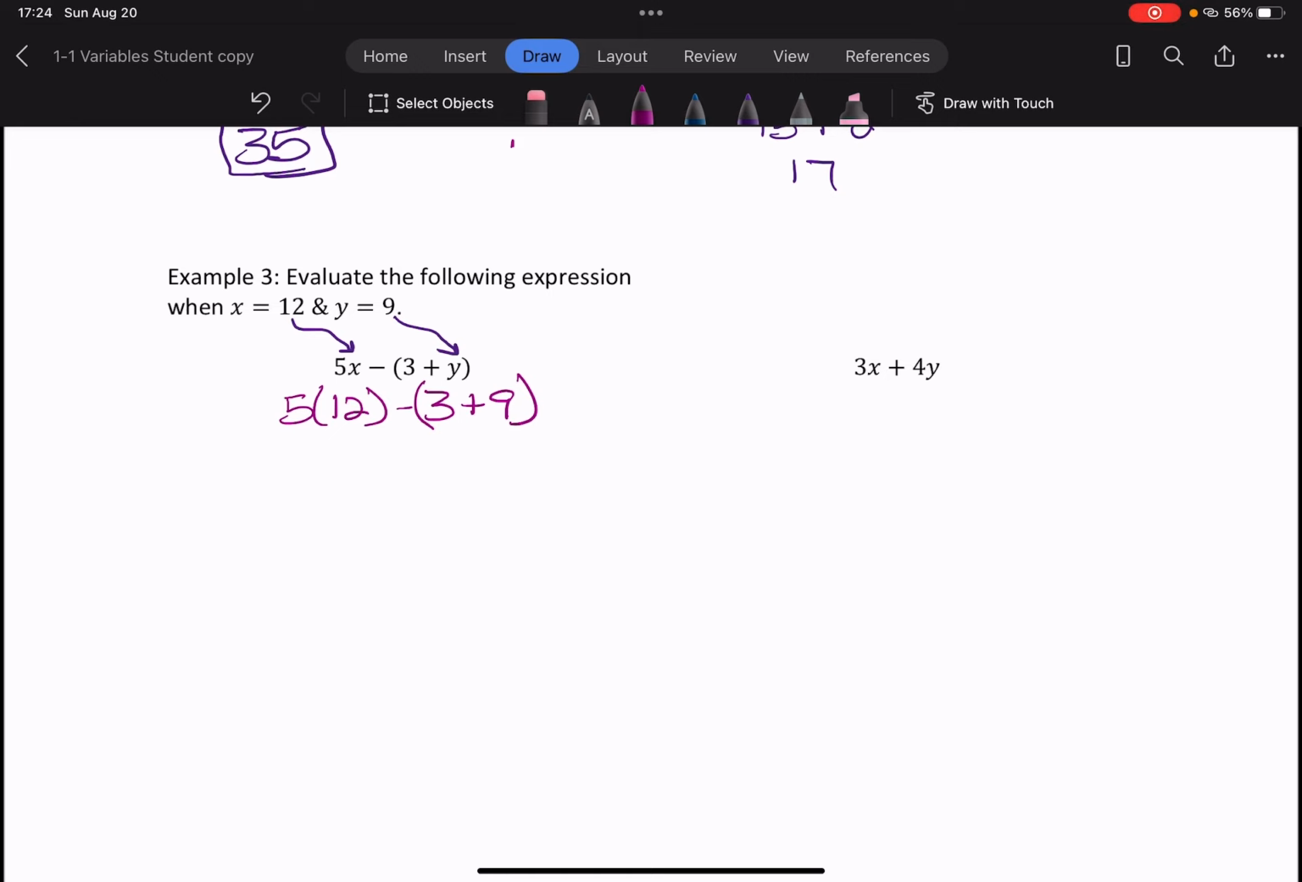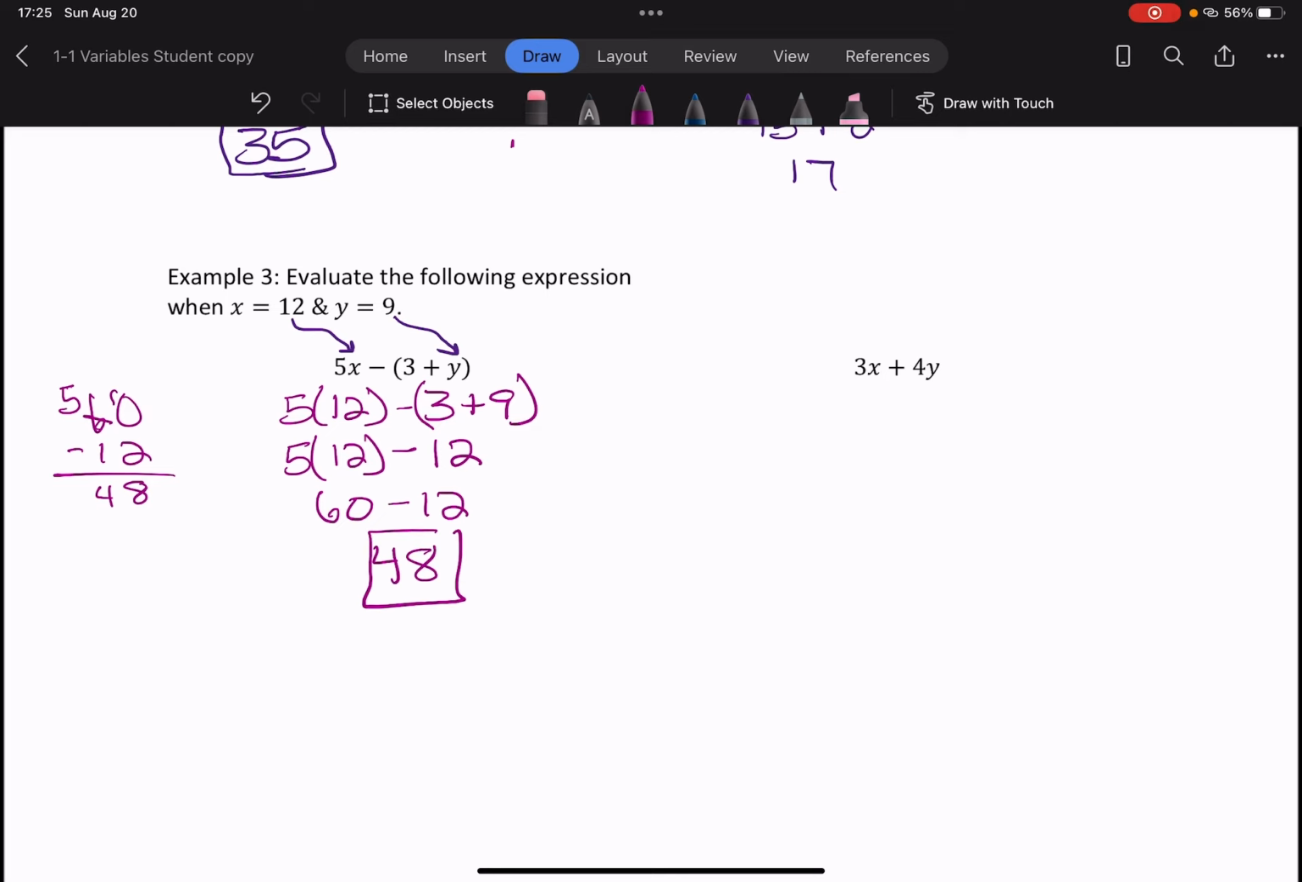Well, we always do our parentheses first. So we've got parentheses. So I've still got my 5 times 12. Because that 12 was already simplified, as simple as it can go. So we do 3 plus 9, which is 12. But what is 5 times 12? 5 times 12, we multiply it out, is 60 minus 12. We'll do our subtraction. So we got 60 minus 12, borrow 1, make that a 5. 10 minus 2 is 8. 5 minus 1 is 4. So that is 48 for my answer.